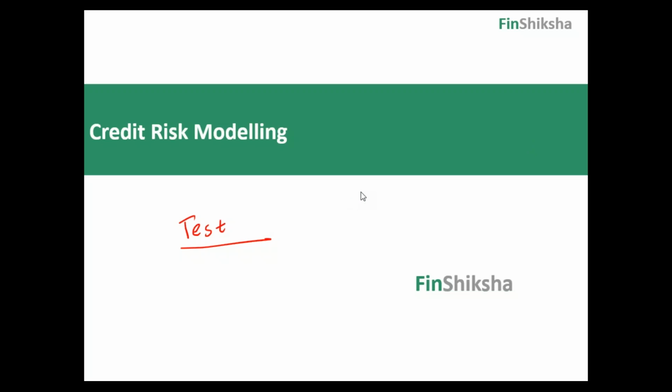So in today's webinar, what we are going to cover is how the credit rating agencies start analyzing companies and how they reach a probability of default, which is the first step in risk modeling. So this is the first thing we are going to cover in this particular webinar.